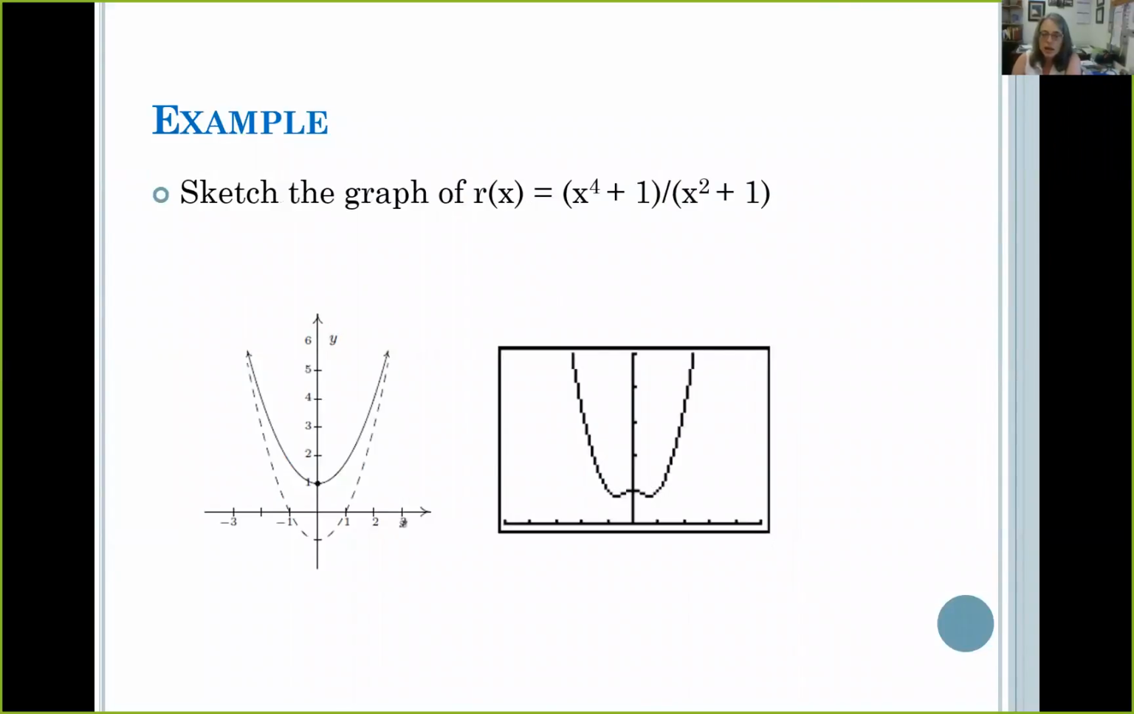I want you to work through this one and make sure you can sketch the graph of this function and get what we see here from your sketch, at least in approximation, and bring any questions that you have to class or to a web conference.